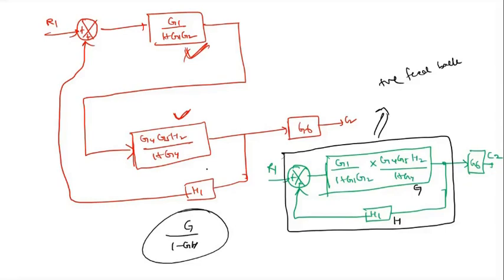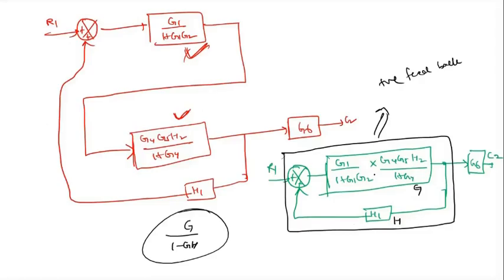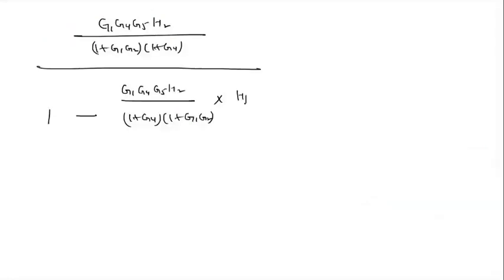Now if I apply the positive feedback, this term will be G. So G1, G4, G5, H2 by 1 plus G1 G2 into 1 plus G4. That is the numerator G, by 1 minus GH. GH means again G, you can write it: G1, G4, G5, H2 by 1 plus G4 into 1 plus G1 G2, into H. What is the H? It's H1. Now you need to do the LCM here.